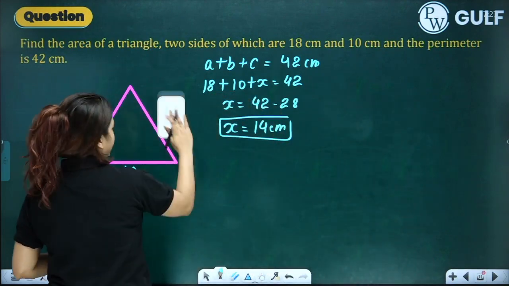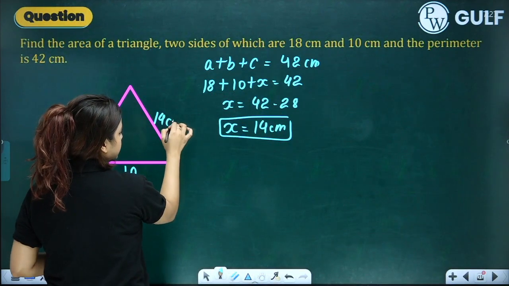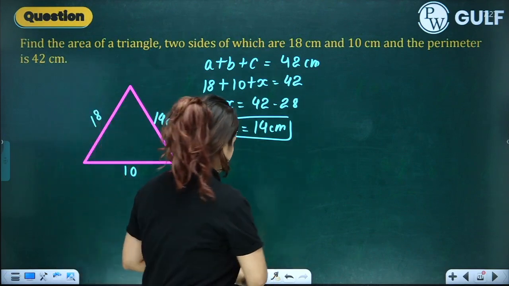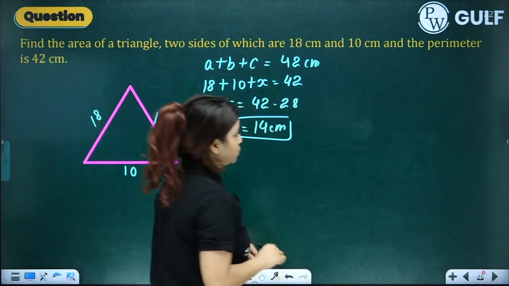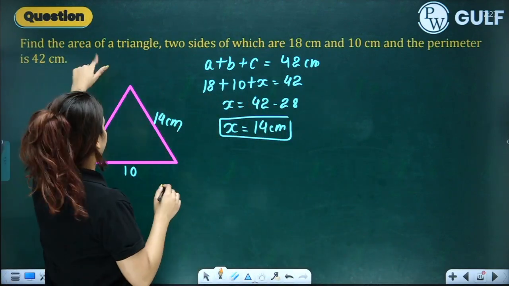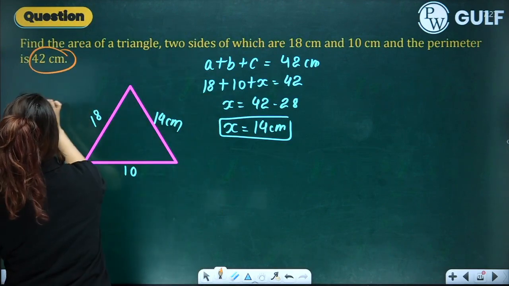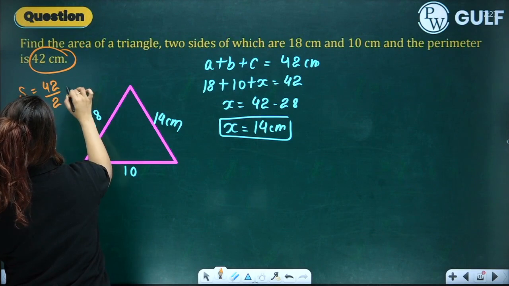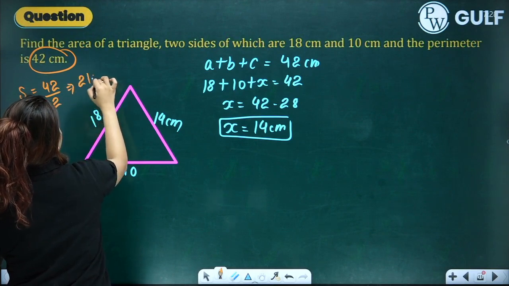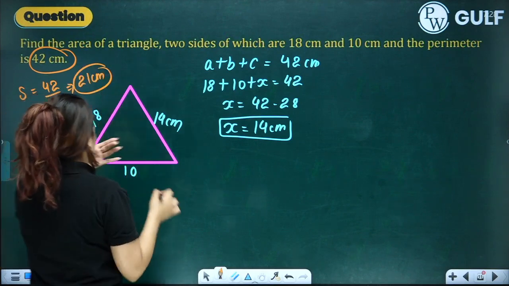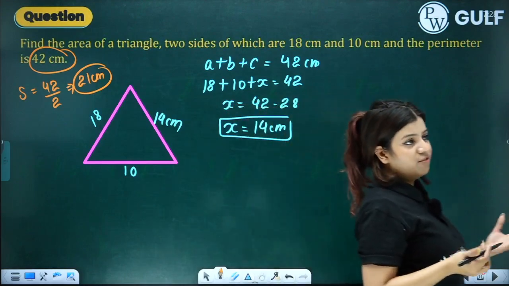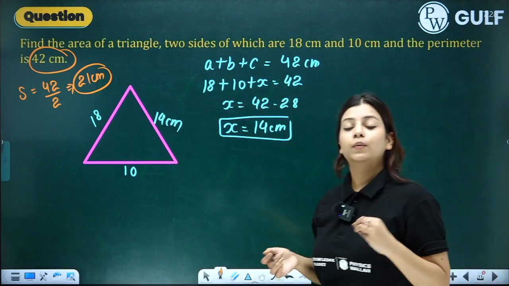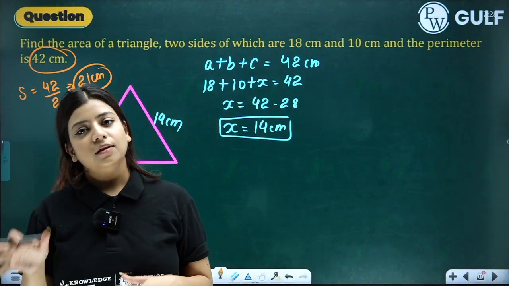Now we have our x as 14 centimeter. Now simply begin the question by applying the formula, students. First of all, the semi-perimeter. The perimeter is already given to us, right? So the semi-perimeter will be 42 divided by 2, which is equivalent to 21 centimeter. So over here we have that the semi-perimeter is 21 centimeter.